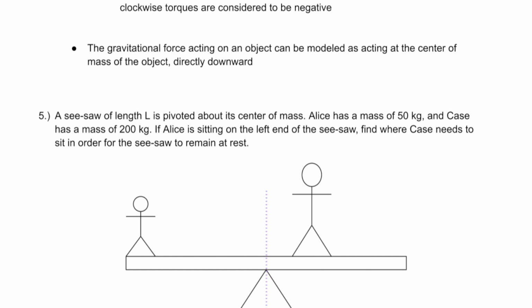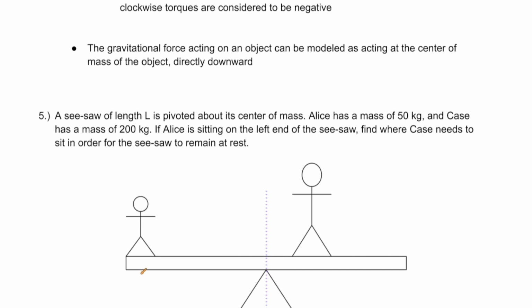And it's of length L. Alice has a mass of 50 kilograms and Case has a mass of 200 kilograms. If Alice is sitting on the left end of the seesaw, find where Case needs to sit in order for the seesaw to remain at rest. So we have a light girl and a heavier boy.